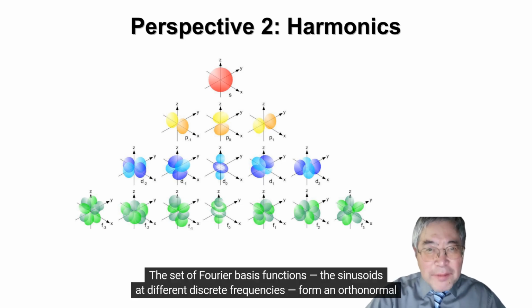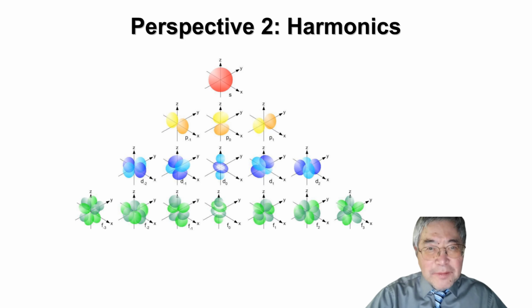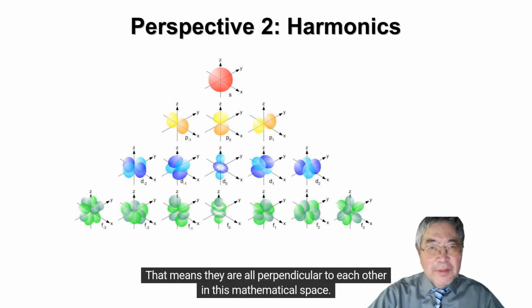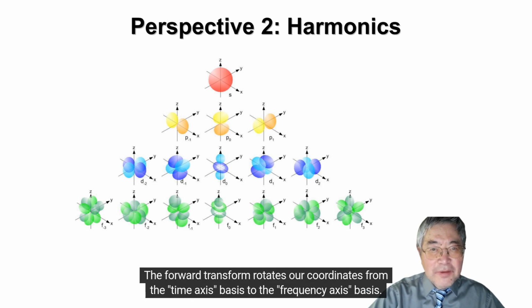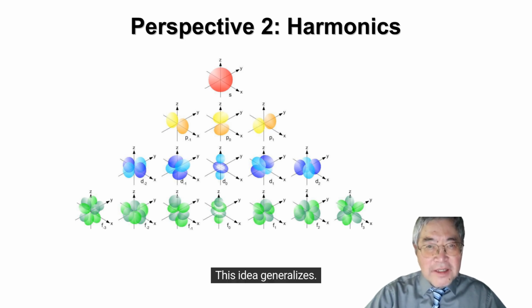The set of Fourier basis functions, the sinusoids at different discrete frequencies, form an orthonormal basis. That means they are all perpendicular to each other in this mathematical space. The forward transform rotates our coordinates from the time axis basis to the frequency axis basis. The inverse transform simply rotates them back. This idea generalizes.